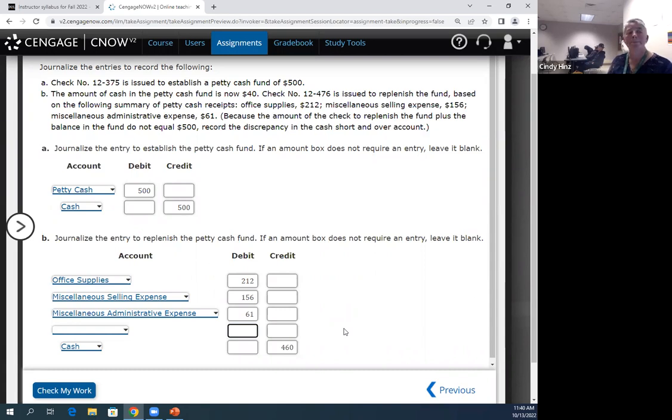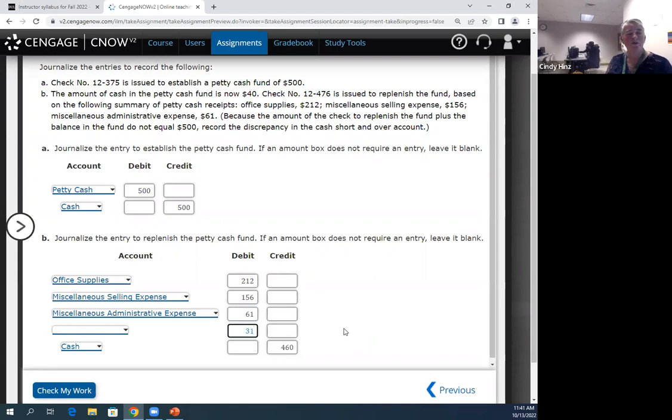I think it's 31. So we need $31 more debited. Did I add that right? Someone else said 31, right? Okay, thank you. So we need to have a debit of $31 to make this balance, because we know we need $460 put into the petty cash account.